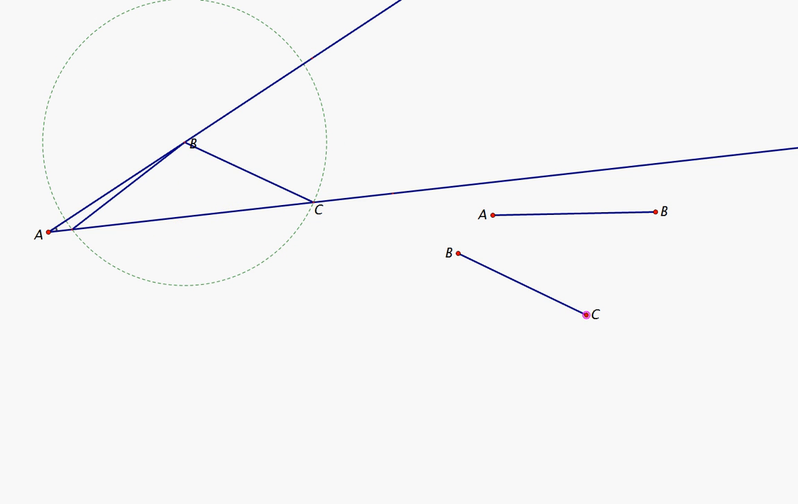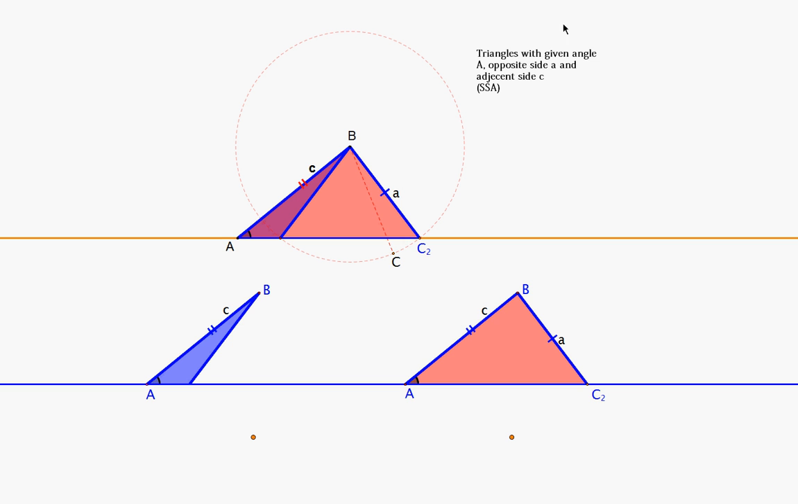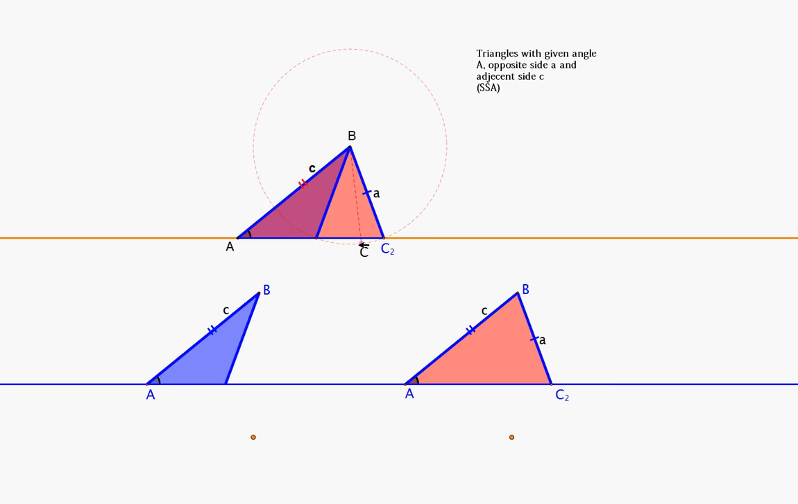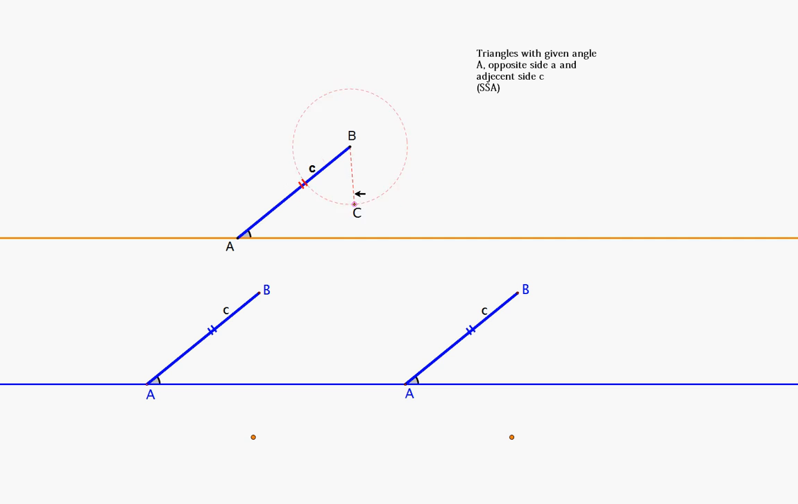So let's look a little bit closer. Here you have the angle that is given, side C that is given, and side A that is given. If I make my side A smaller and smaller, eventually I lose the triangle. I don't have any triangle at all. If I make my side longer and longer, I will end up with the right triangle, and this triangle apparently is unique. So for right triangles we can say that the hypotenuse-leg test really will work.